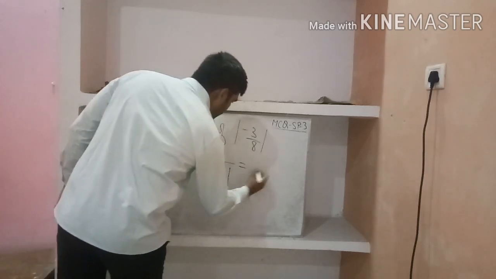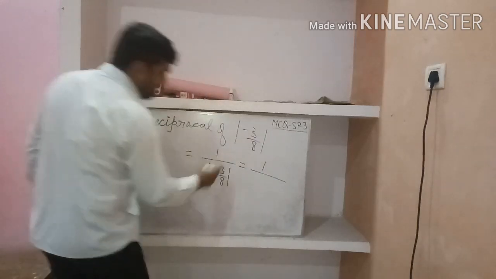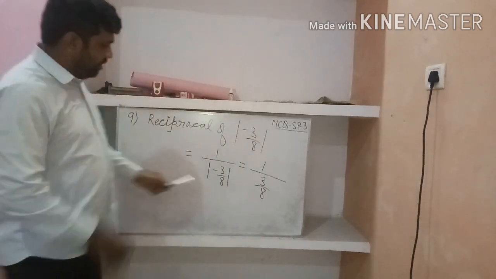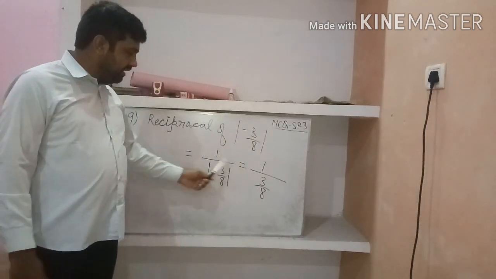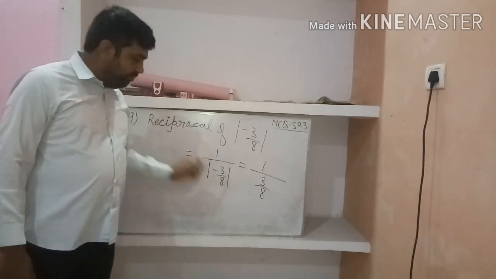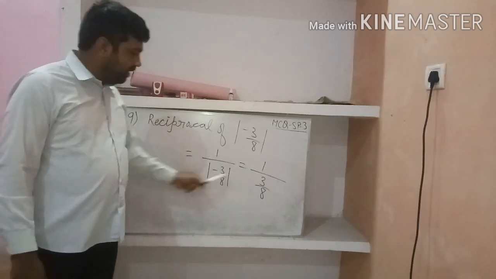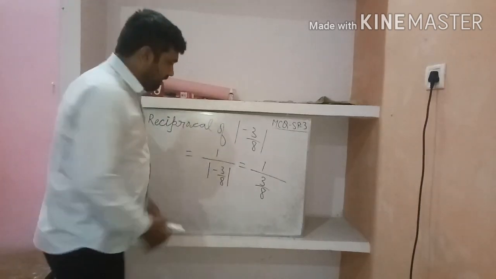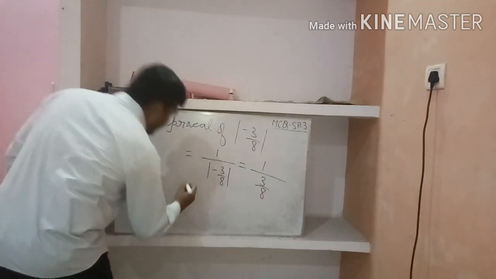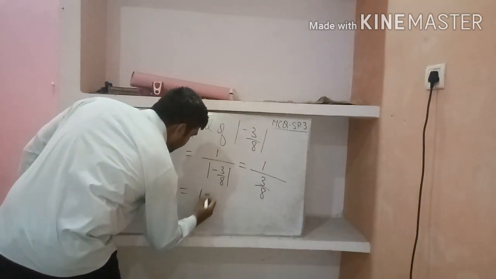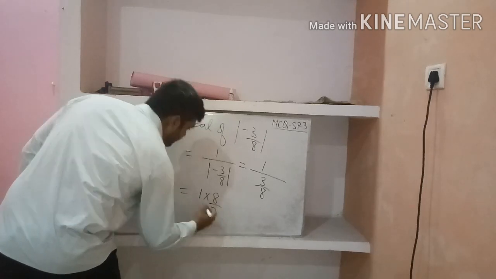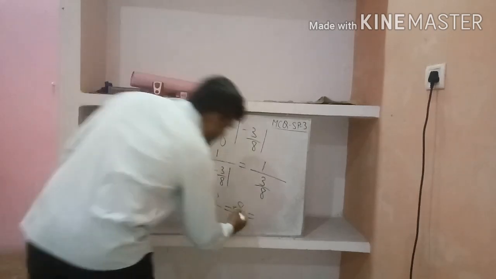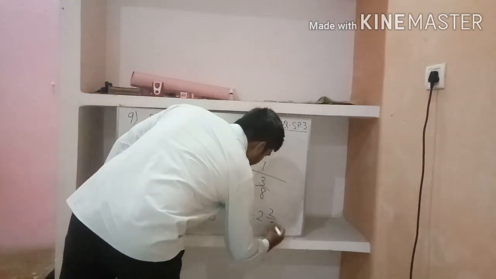Now, when you remove this absolute value, you will get 3 by 8. Now it will become positive. Absolute value makes the number inside it positive. Whether it is negative or positive, you are going to get the positive answer. So now 1 upon 3 by 8 is equal to 1 multiply 8 by 3. Now the reciprocal is 8 by 3. In the mixed fraction, you can write 2 and 2 by 3.